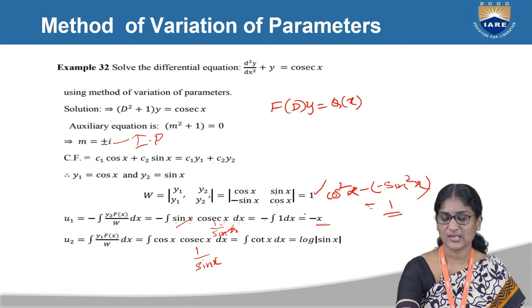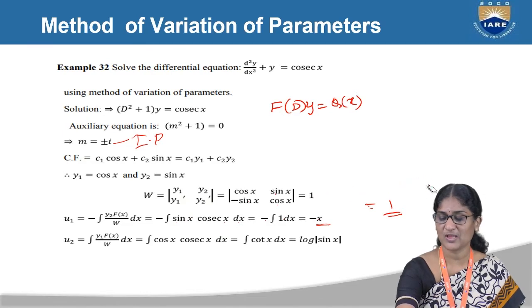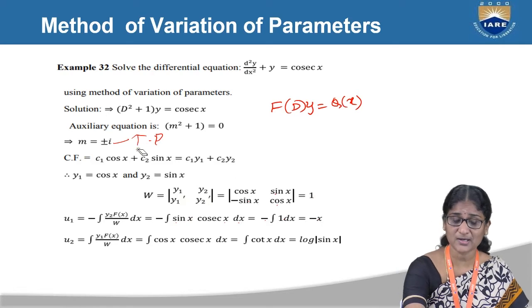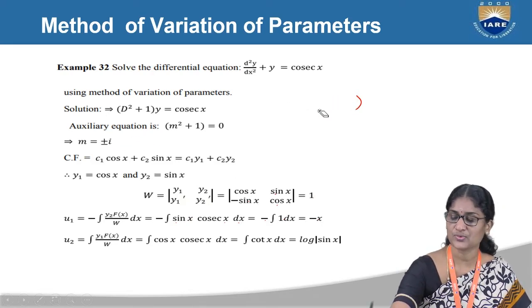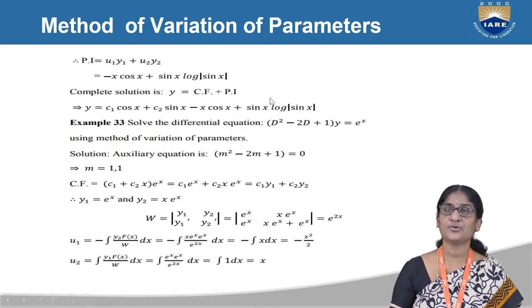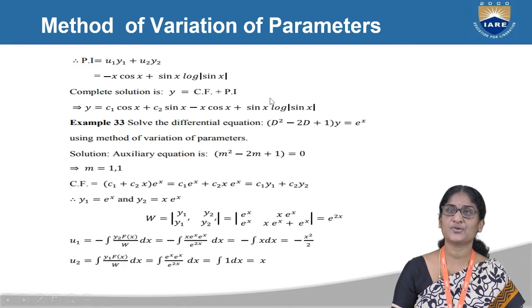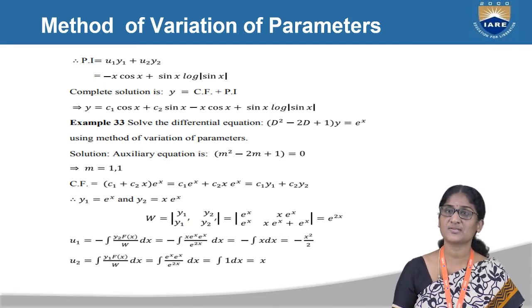So this is how I can give the value of u1 and u2, and all the values which are required for the general solution are ready with me. I have my complementary function and also the particular integral with me. Now the next step is I have to add these two to get the general solution. Now the particular integral is equal to u1 into y1 plus u2 into y2, which is equal to minus x cos x plus sin x into log mod sin x.